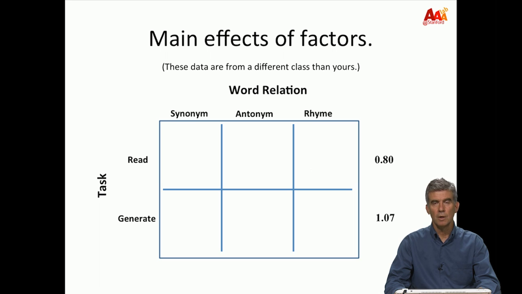So over here, this is called the marginal mean. So the 0.80 is the average number of words you remembered in each cell of the read condition. And the 1.07 is the average you remembered for each cell in the generate condition. It's a lot of words. You'll see what that means in a second. But just remember, it's the average. And so going down this way on the columns, we can see the average performance for synonyms, antonyms, and rhymes.